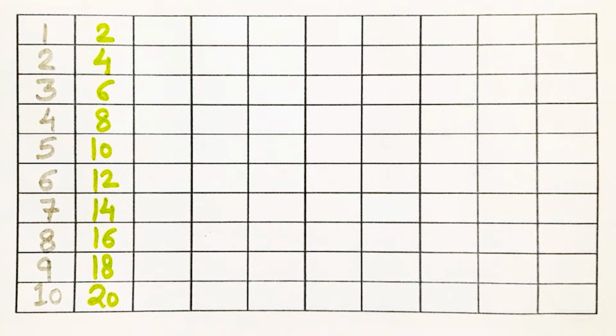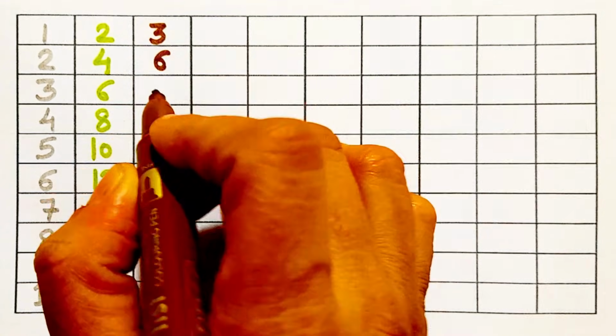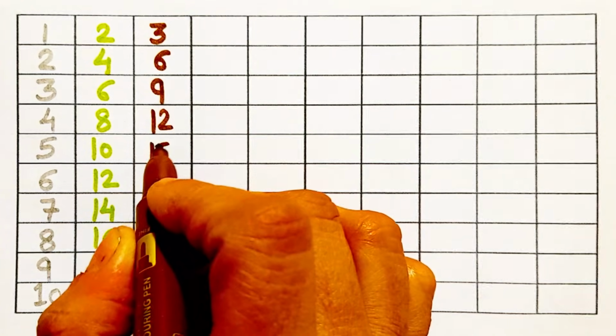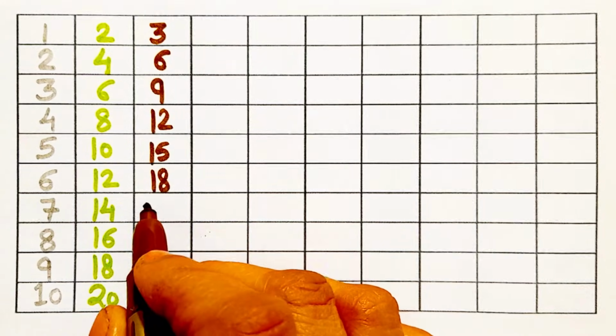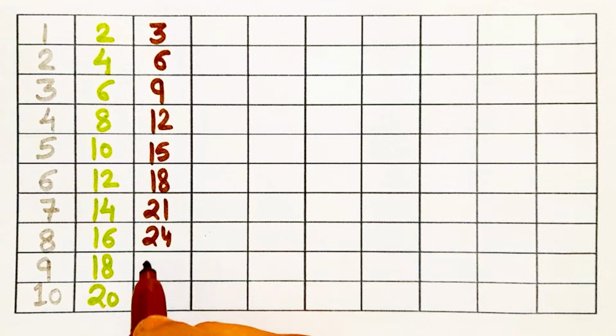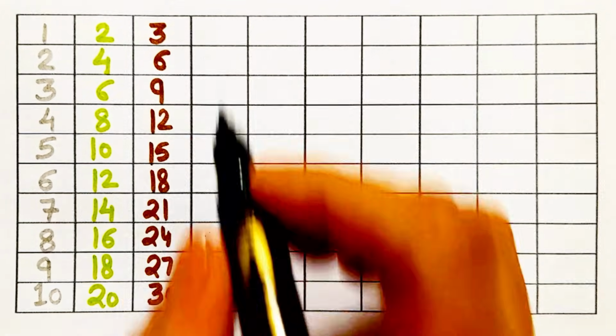Now table of 3. 3 ones are 3, 3 twos are 6, 3 threes are 9, 3 fours are 12, 3 fives are 15, 3 sixes are 18, 3 sevens are 21, 3 eights are 24, 3 nines are 27, 3 tens are 30.